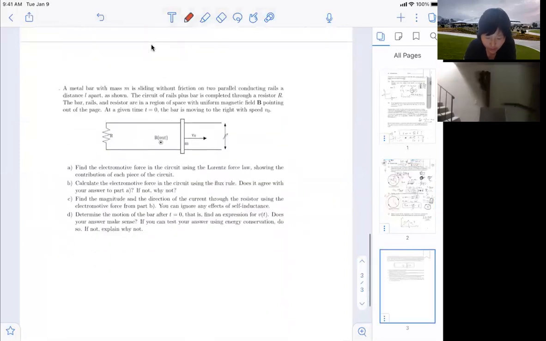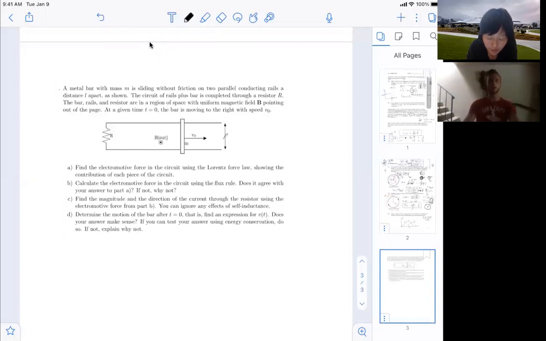Now let's look at another one. This one has to do with motional EMF. We have a metal bar. This is probably a very familiar setup from your intro physics, right? You have a resistor, you have this complete circuit, you have these two rails, and a metal bar sliding over them. This gives you a closed circuit. Because of the motion inside this B field, you're generating an EMF that drives a current running through this loop.